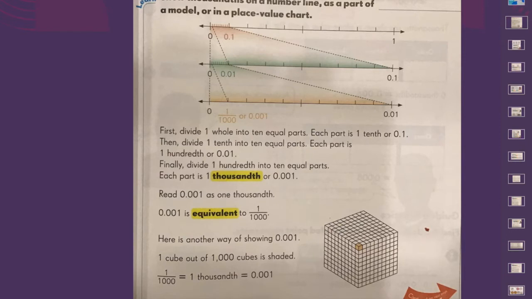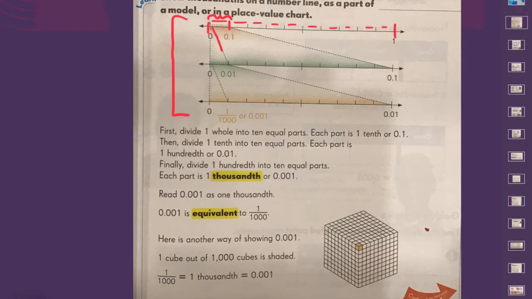Okay, so one of the first tasks we want to talk about is showing thousandths on a number line as part of a model or in a place value chart. So let's start by looking at this little diagram up here. I think this really clearly illustrates how teeny tiny a thousandth is. So if we look at this first number line, we can see here's 0 and here's 1. And so between 0 and 1, it has been divided into 1, 2, 3, 4, 5, 6, 7, 8, 9, 10 equal parts. And so this would represent 1/10. And so what they're trying to show you here is that there would be 10 little tick marks between there and this very first one.